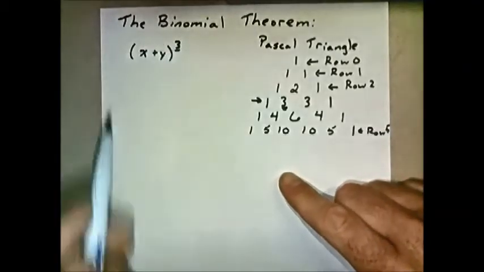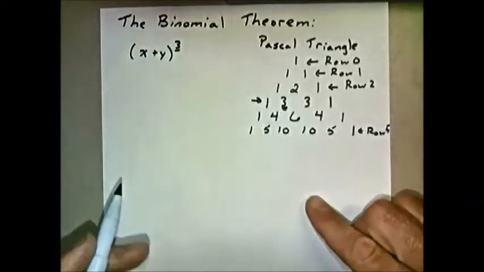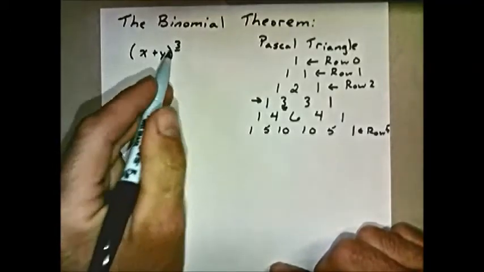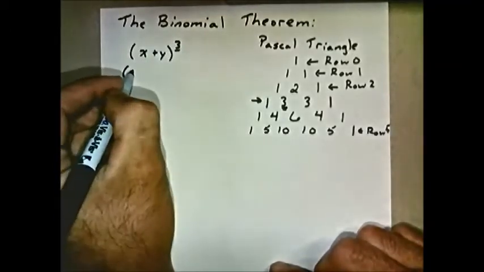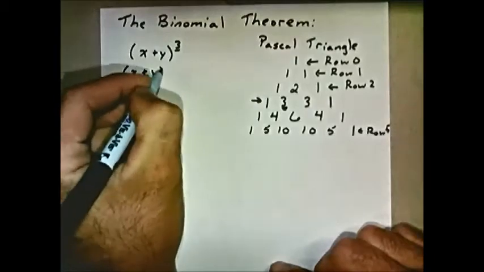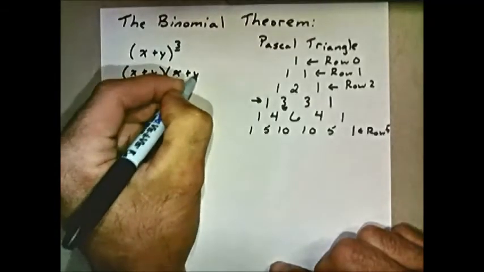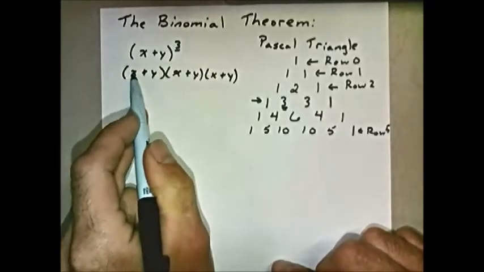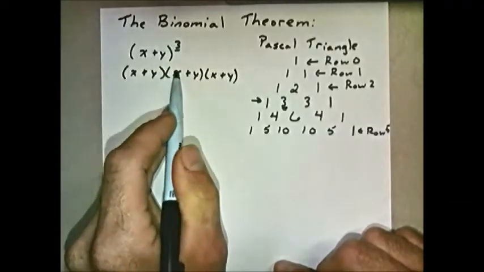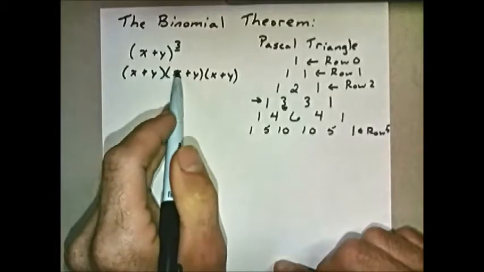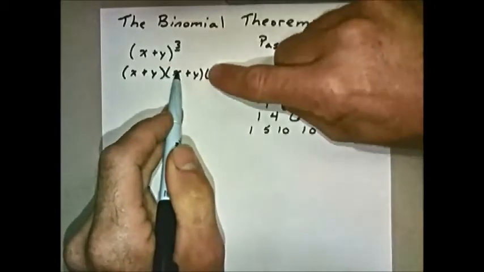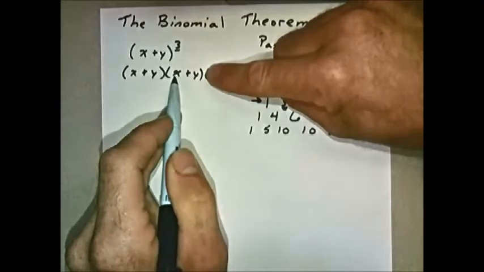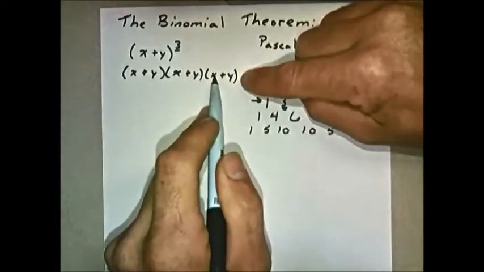In order to expand x plus y to the third using Pascal's triangle, we're going to begin by looking at what x plus y to the third would look like just written out. We have x plus y times x plus y times x plus y. Remember, when we multiply out binomials, we multiply the first term to the first term, so that would have given us an x squared if I just looked at these two. Bring in my third one, I end with an x to the third.